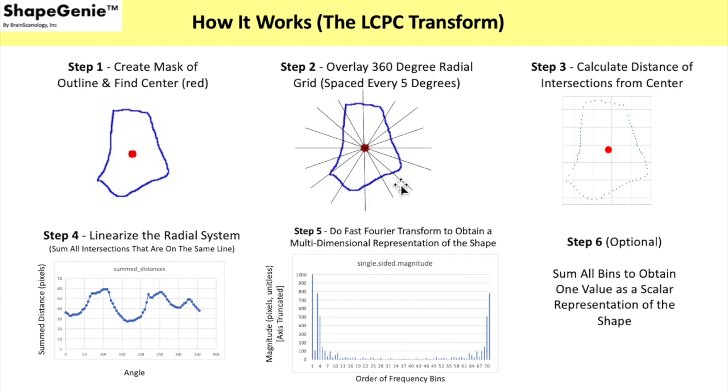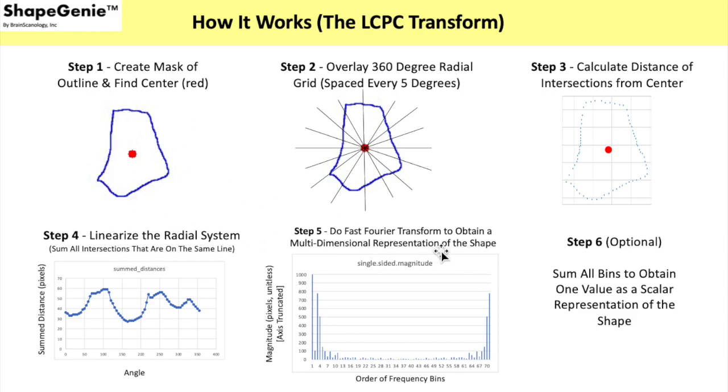Now this object only has one edge. But if an object has multiple edges inside or outside of it, then all intersections on the same line will be added together into one number, such that Shape Genie turns the data in step 3 into step 4, and then it applies the fast Fourier transform to the data in step 4 to derive what's called a frequency plot. And this frequency plot is a multidimensional representation of the shape that you began with.